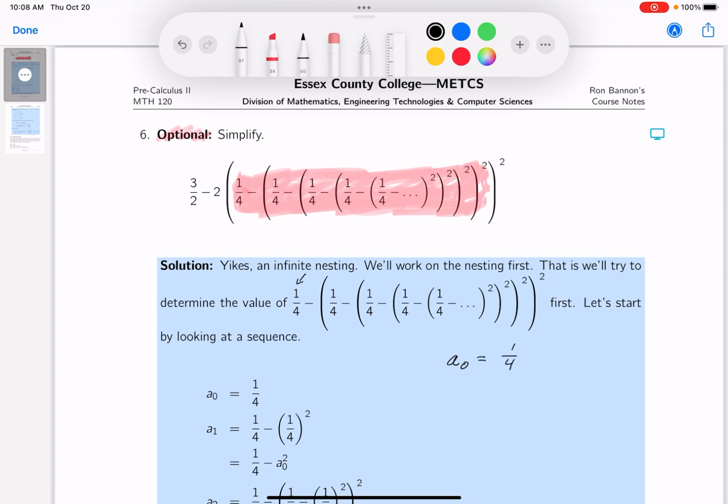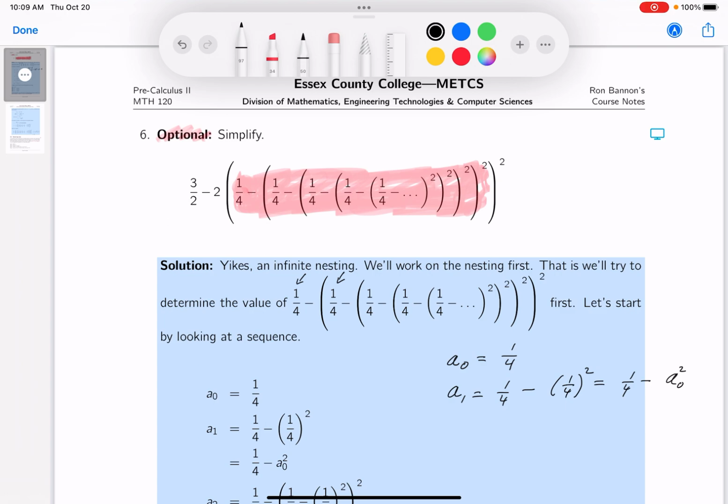Then I can kind of move one in. I'm going to say what A1 would be. And again, I'm going to move into this one now. What are you going to get? You would get 1/4 minus 1/4 squared. Now notice something interesting right away. I notice that this looks like 1/4 minus A0 squared.